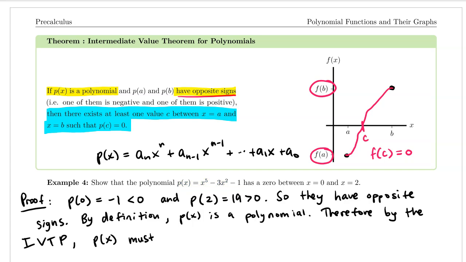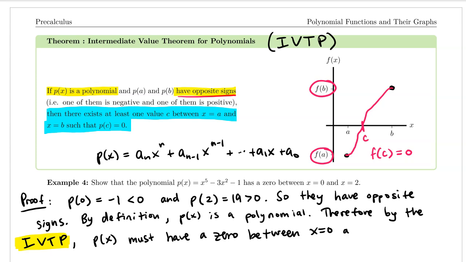All right, so I started writing our proof, which says p of 0 is equal to negative 1, which is negative, and p of 2 is equal to 19, which is positive. So they have opposite signs. By definition, p of x is a polynomial. Therefore, by the intermediate value theorem for polynomials, which I abbreviated because it's very long to write out, IVTP, p of x must have a 0 between x equals 0 and x equals 2.